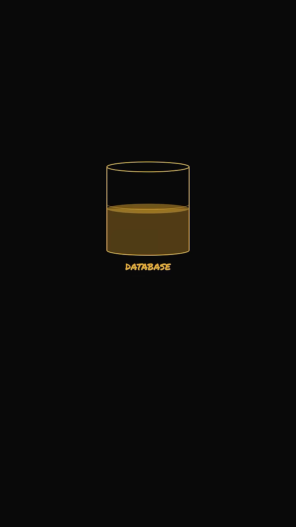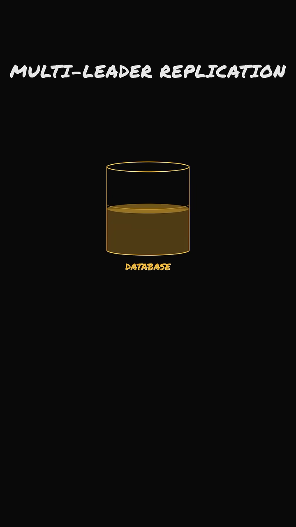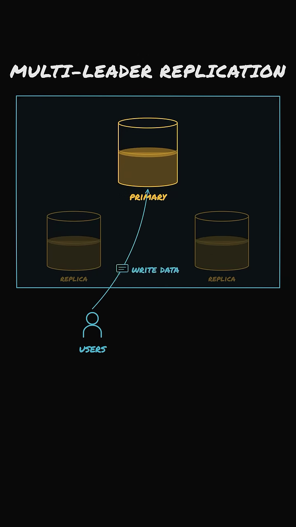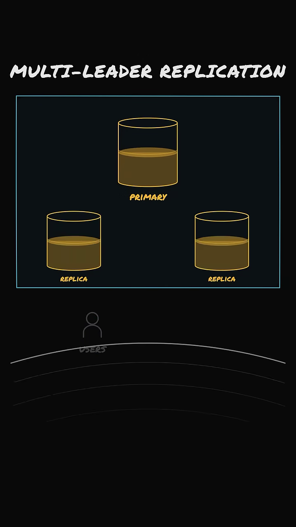In databases, what is multi-leader replication architecture? Let's say your database has one primary and two replicas. Every write by the users has to travel to this primary database machine. This is absolutely fine until your users are in different continents.